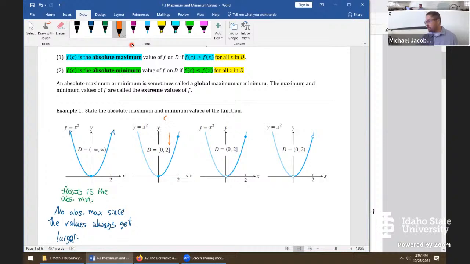So from 0 to 2, we have a closed interval. And closed intervals play a super special role. For example, we still have the absolute minimum at 0. So it's this value. Let's just say it again. f of 0 equals 0 is the absolute minimum. But now this time we also have an absolute maximum. This is tricky though. The absolute maximum is not 2.